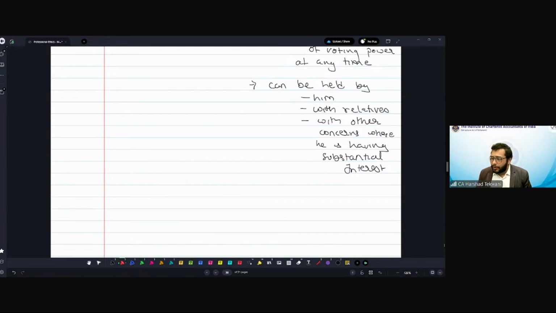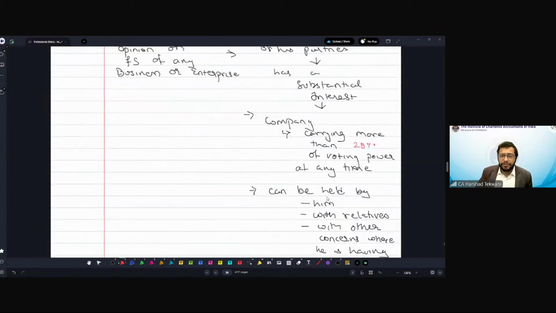Any doubt with respect to this one? With the definition of substantial interest? Sir, Prakash. Yes. This 20% is what you have written. What about the co-partners? Suppose he is holding 20% voting power together with his co-partners. Should it be considered as a substantial interest or not?